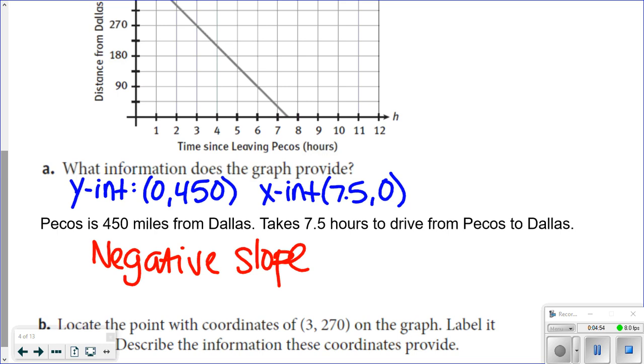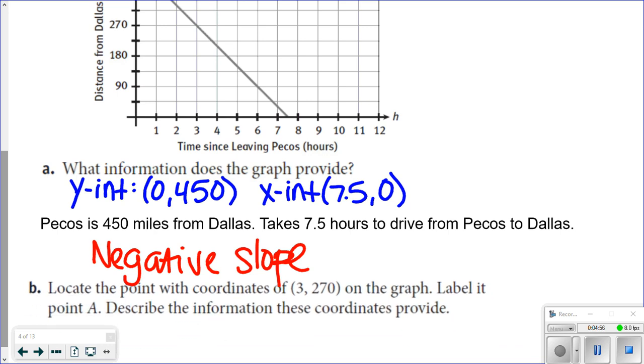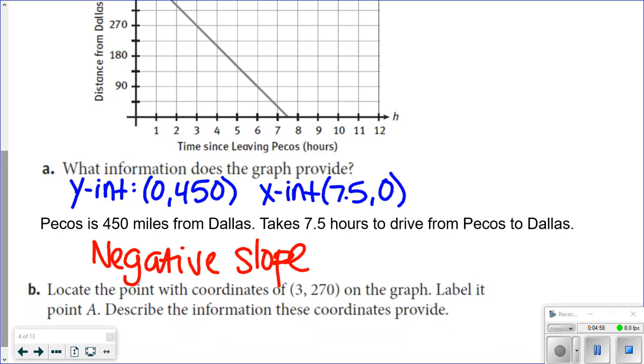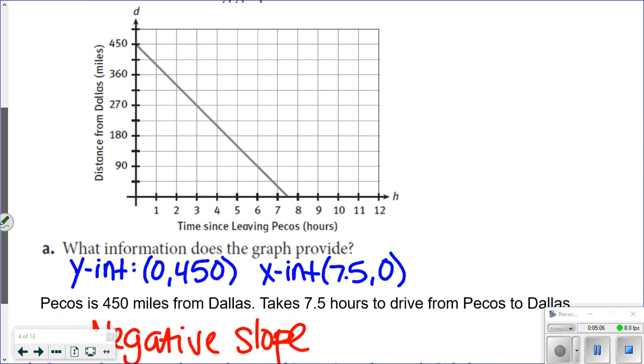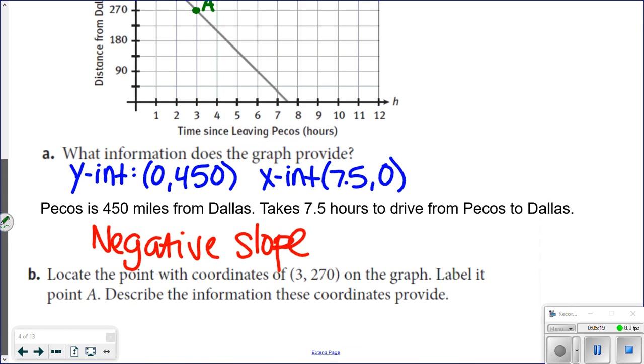All right, letter B. Locate the point with the coordinates (3, 270) on the graph. Label it point A and describe the information that these coordinates provide. So we're going to go over to 3, up to 270, label it with an A, and what does that stand for? Well, we have to read our labels.